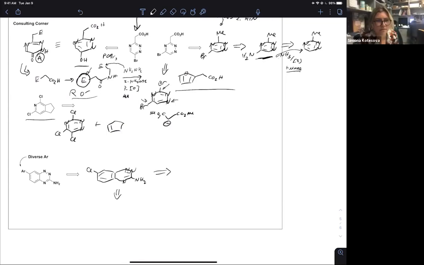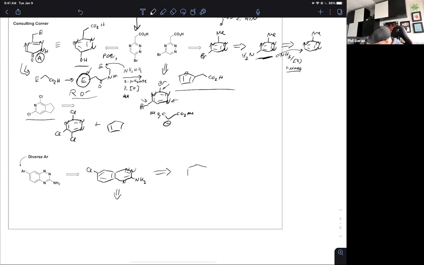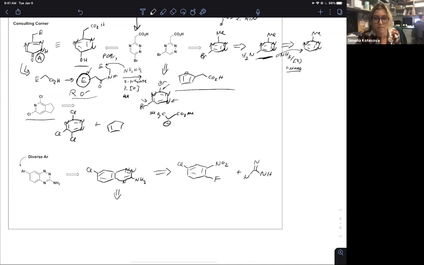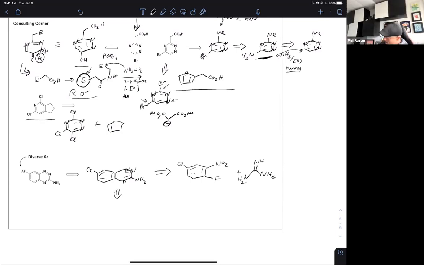All right, now we need a way of making that. Now you might look at, yes, go ahead, Simona. I feel like I see a guanidine in there. Can you disconnect between guanidine and like a nitroarene? Okay, let's do that. Let's see where it leads us. Is that what you want to do? Yeah. You definitely got the job. That's pretty good right there.